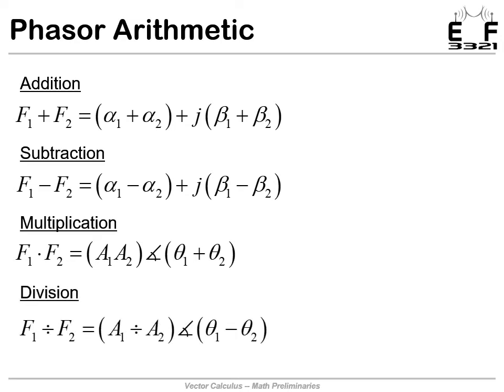For division, we divide the amplitudes and we subtract the angles. And it's very important to keep the order of your thetas straight. So we always take the angle of the first phasor and subtract the angle of the second phasor. And of course, the amplitudes we're just dividing. So as I mentioned before, for addition and subtraction, we'll do that with our phasors in rectangular form. And for multiplication and division, we do that with phasors in polar form. So we need to be very good at going back and forth.